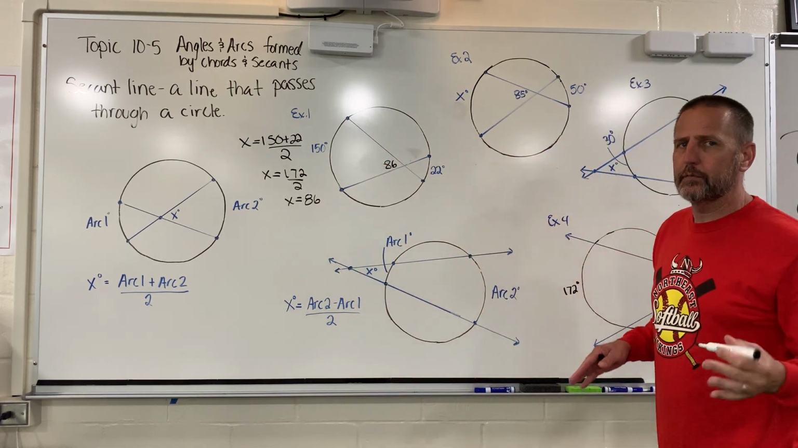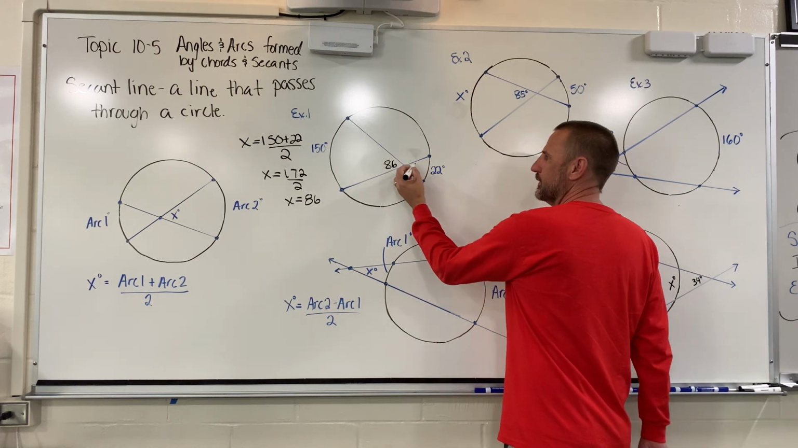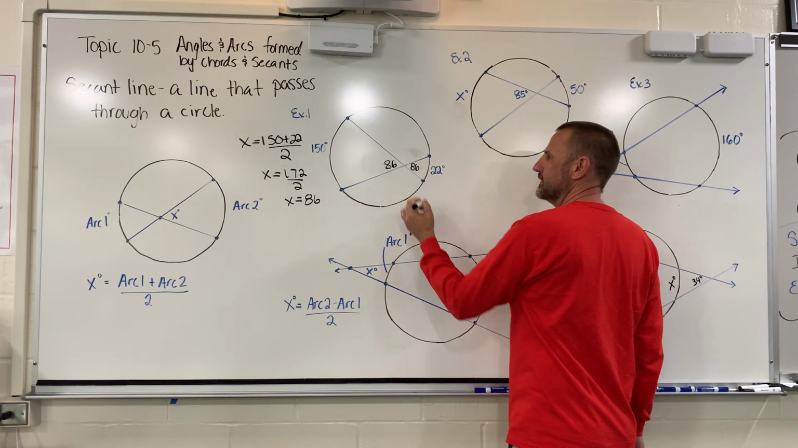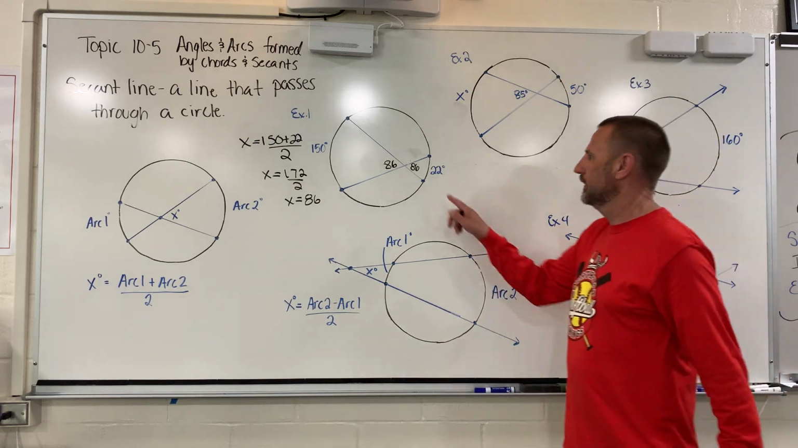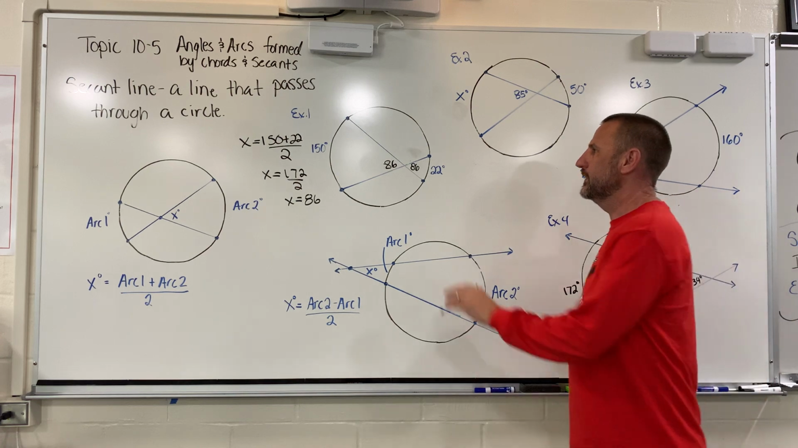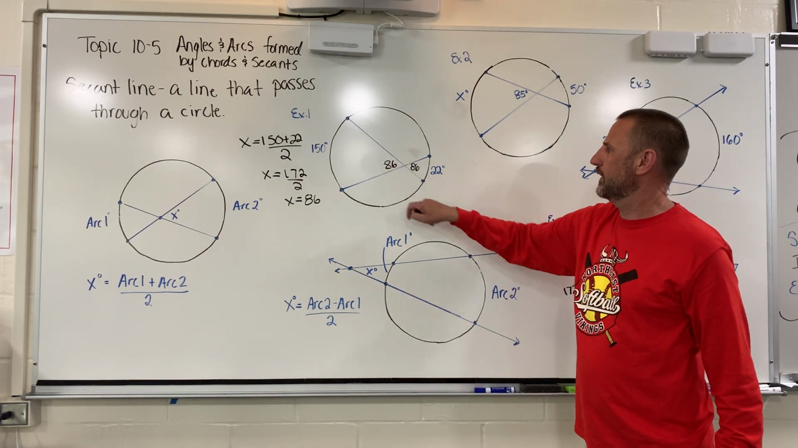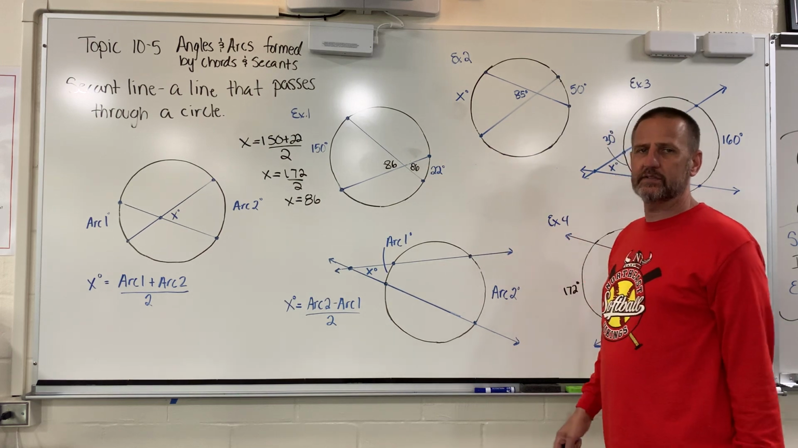Just so we know for future reference, if x is equal to 86 here, the angle on the other side would also be equal to 86. I say that because I don't want the x to be on the other side and somebody think that's a different formula. It isn't. These are called vertical angles, and they're always congruent. So it doesn't matter which side I put the x on, I still get the same answer.